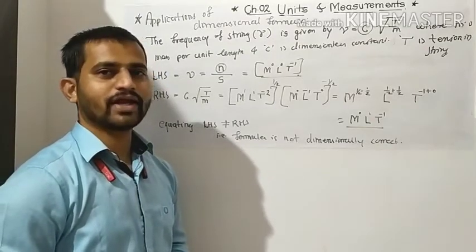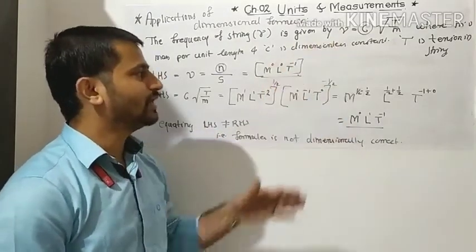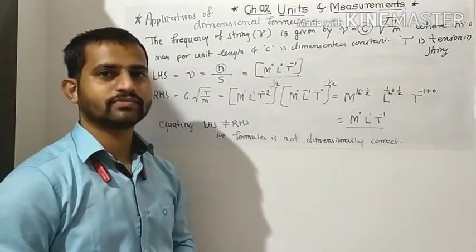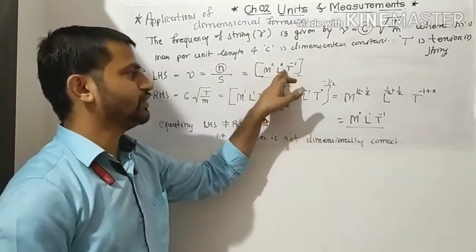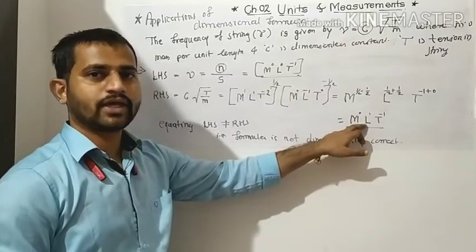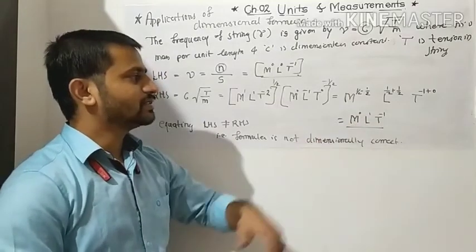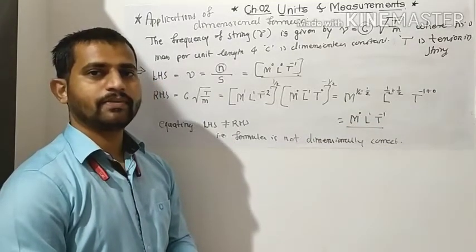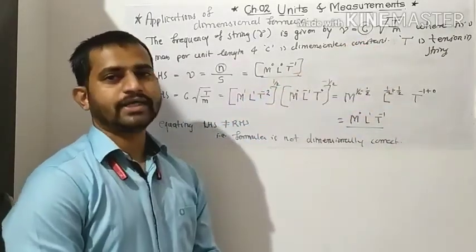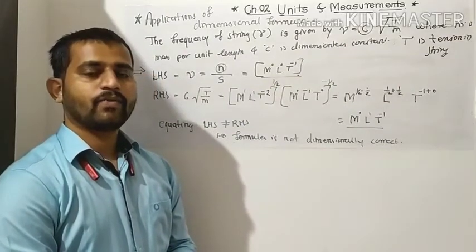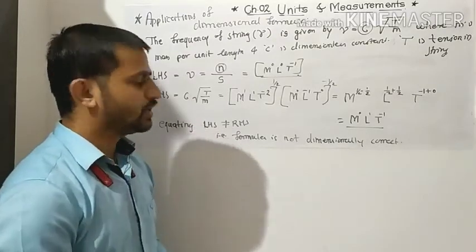Looking at the powers also, we can get the idea what change we have to make in this formula so that we will get LHS equal to RHS. Just look at the powers. m raised to 0, m raised to 0, l raised to 0, and l raised to 1 is here. So in the RHS there is one length more. To deduct this length, we have to divide this RHS by one length. Then we will get the correct formula. Okay. So let us do that also.